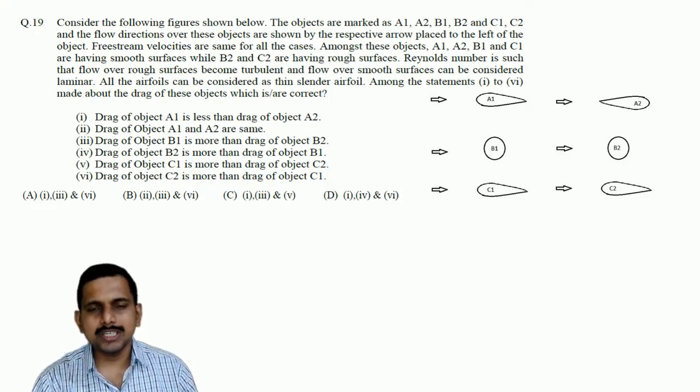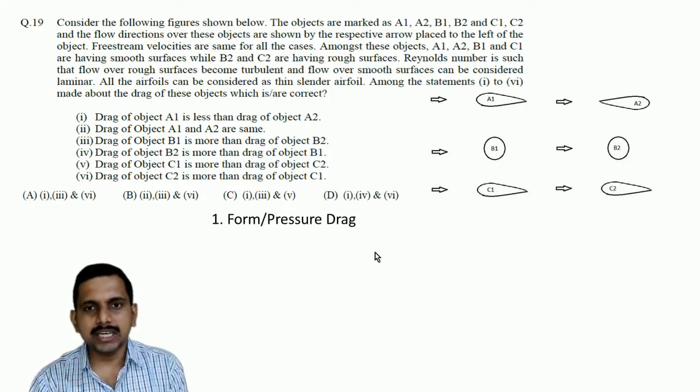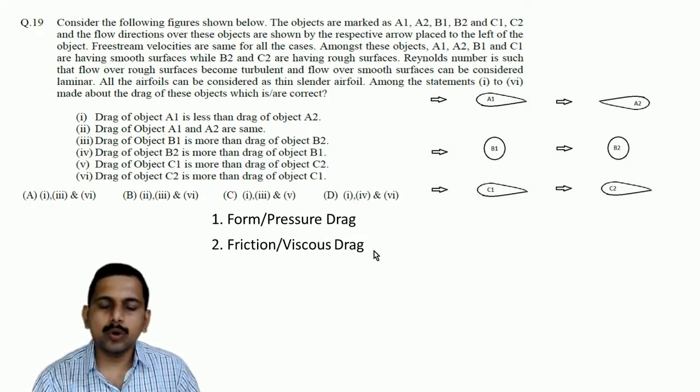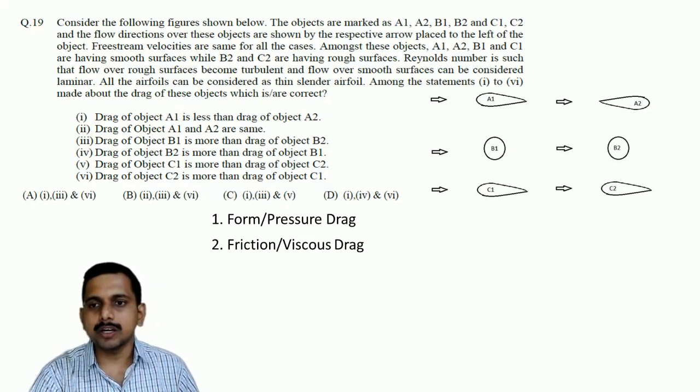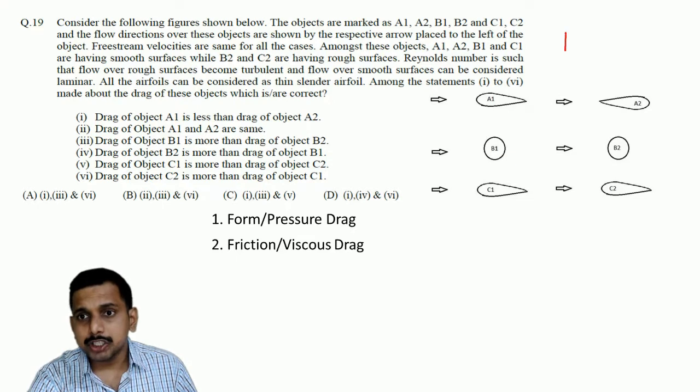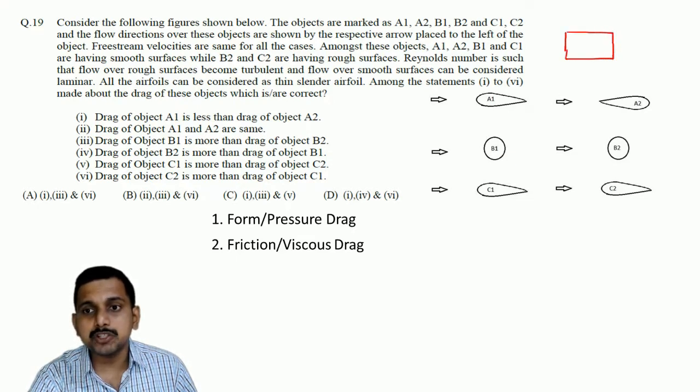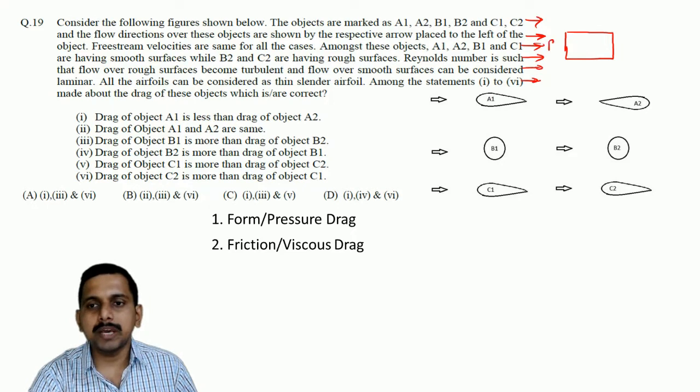Let us see what is the reason for drag. What are the types of drag? The major types of drag are form drag or pressure drag, and friction or viscous drag. Now let us see what causes these. Form or pressure drag is because there is a difference in pressure between the downstream and upstream of the object. For example, this is a rectangular object. Here when the flow is there, the pressure will be high here and low here. Because of this, there is a drag experienced. So this is called pressure drag.